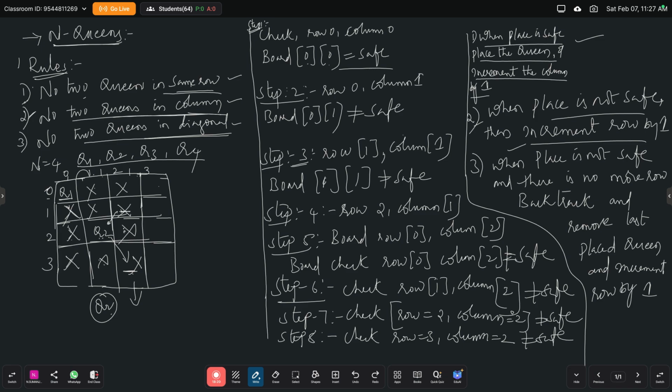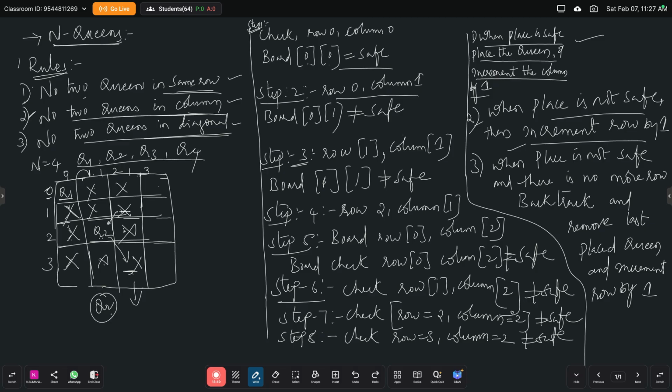So now we are at the second column, whose name is 1. This is the 0th column, this is the 1st column. Whenever we shift and start a new column, we have to check from the 0th row. Our step is 0th row and first column. If it is safe, we can place our queen.